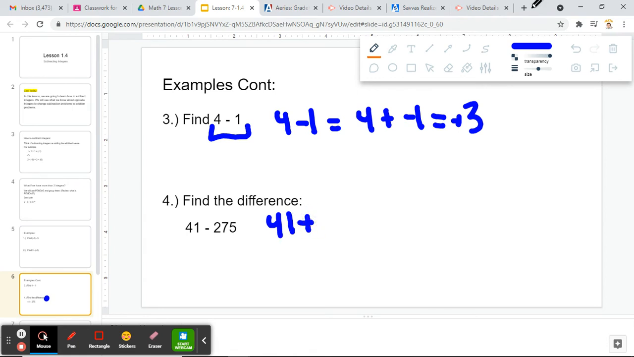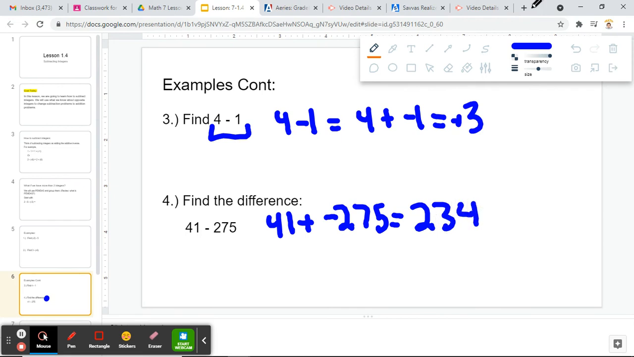Well, we'll change it to addition, right? And then we have to substitute the opposite integer here. What's the opposite of positive 275? Well, it's negative 275, right? So I have 2 different signs here, one positive, one negative, meaning we need to subtract these values. So 275 minus 41 would give me 234.